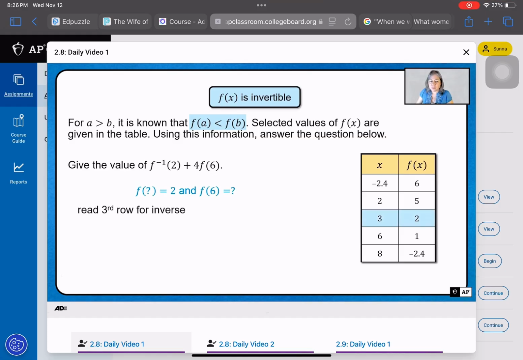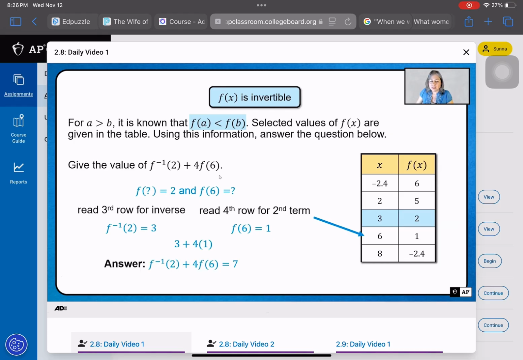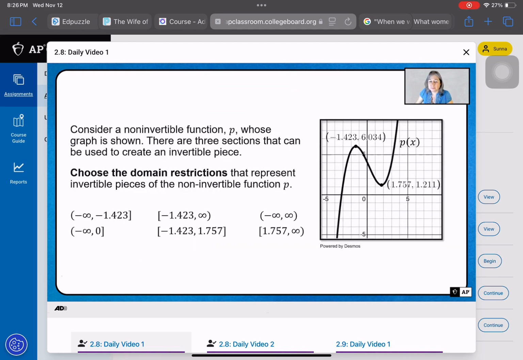So we need to read the third row for the inverse. F inverse of 2 is 3. And we need to read the fourth row for the second term. F of 6 is 1. We compile our information following what we're after. 3 plus 4 times 1, which gives us our answer of f inverse of 2 plus 4f of 6 equaling 7.